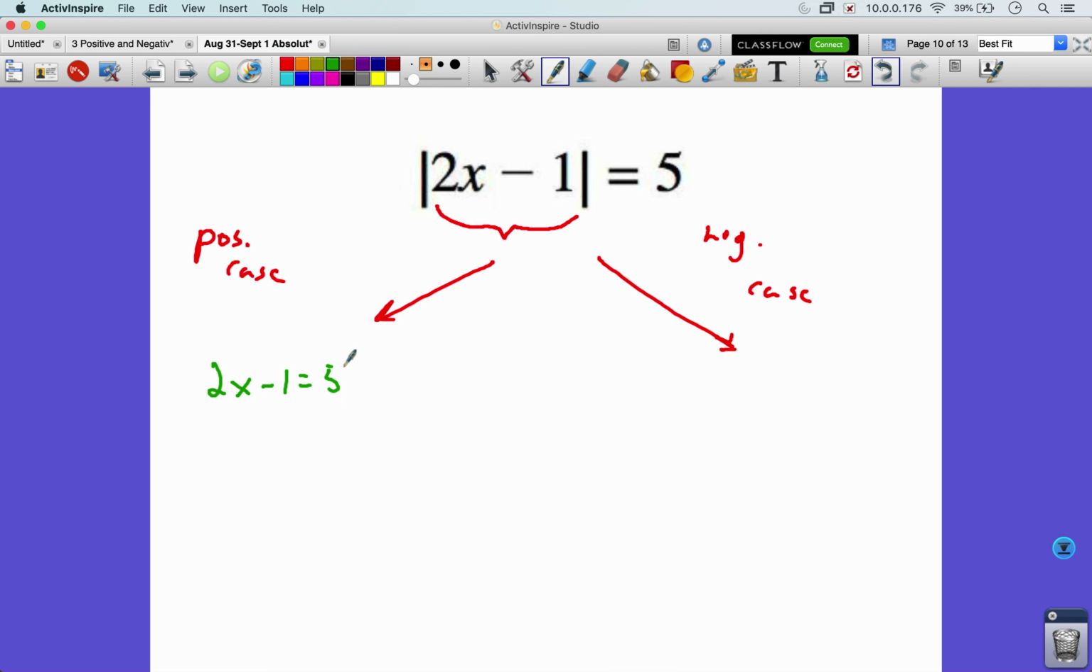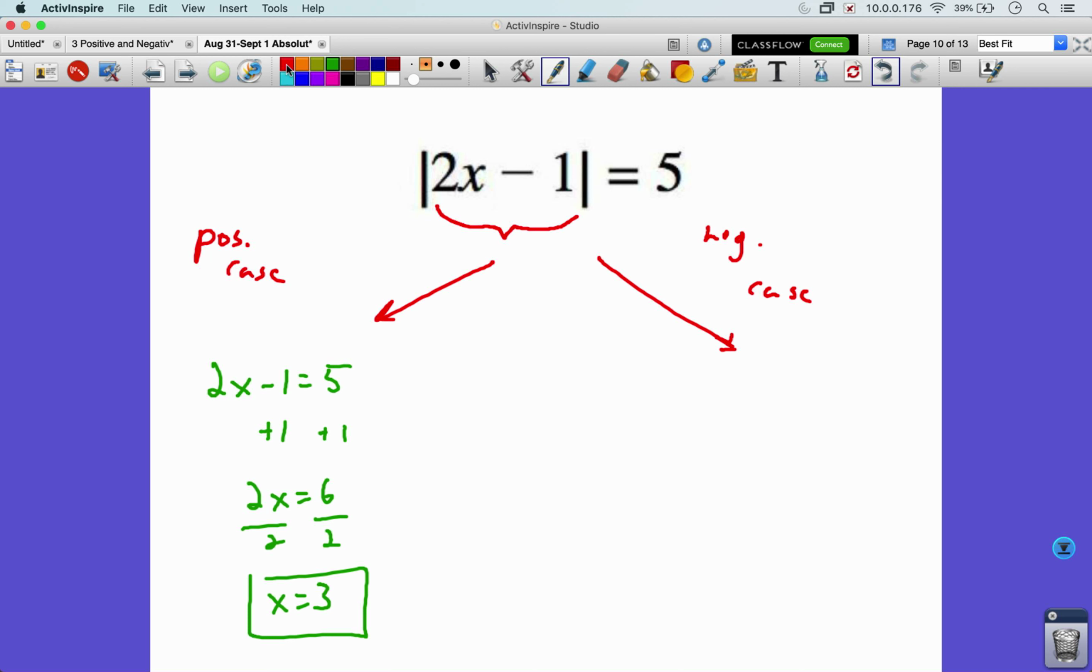2x minus 1 equals 5. The brackets just disappear. Let's go ahead and finish solving. 2x equals 6, divided by 2, x equals 3. This is one possible value for x. Plug it back in, it is going to make it balance. We get 6 minus 1 is 5. The absolute value of 5 equals 5.